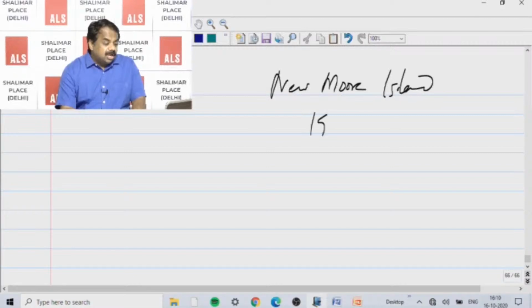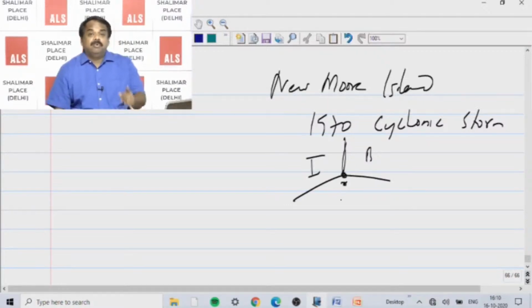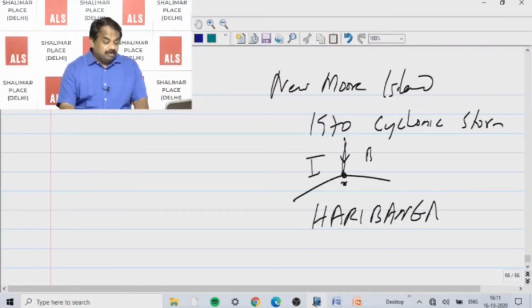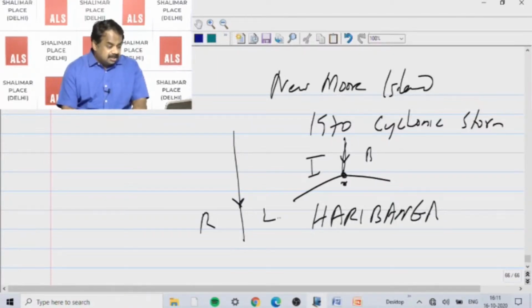As all of us know, it emerged in 1970 after a cyclonic storm, exactly on the border. If this is the border between India and Bangladesh, it is just on the border. This border of India and Bangladesh is by the river called Haribanga river. And since the river is flowing like this, what is said is, you stand in the direction of the river, this is right, this is left. Right of the river is India, left of the river is Bangladesh.